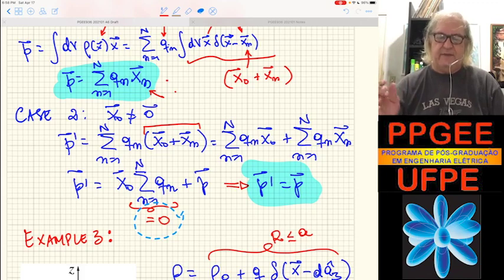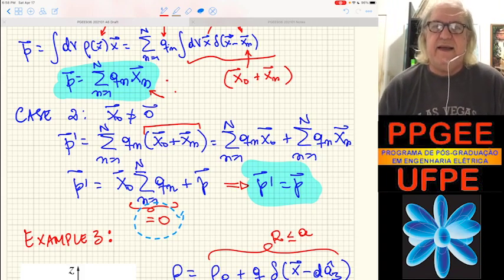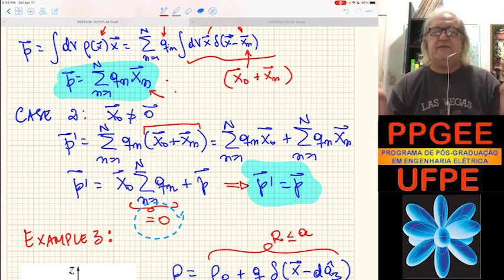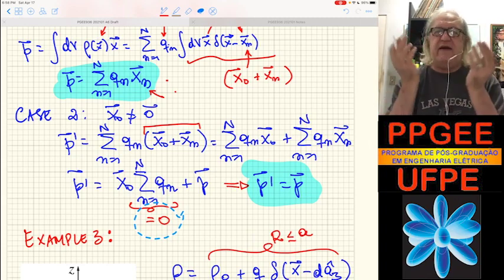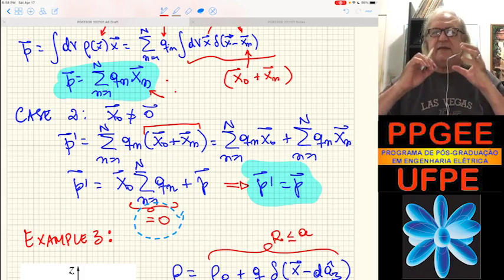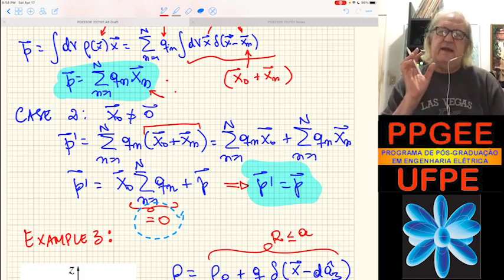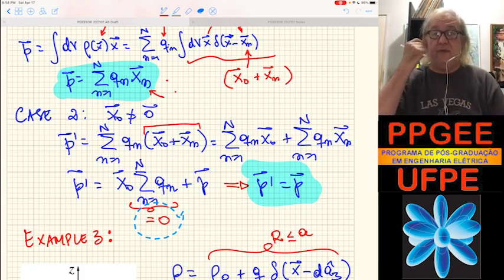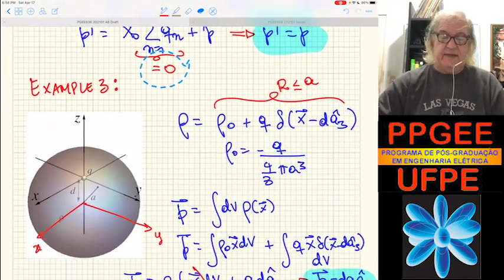So the third example I'd like to show you is, for instance, suppose I have a hydrogen atom where we apply the field and we separate the charges. Let's assume that the atom has a spherical electronic cloud. You just displace the center of charge. You push away the positive charge and you pull down the negative charge. So what is the induced dipole? Let's make this example here.